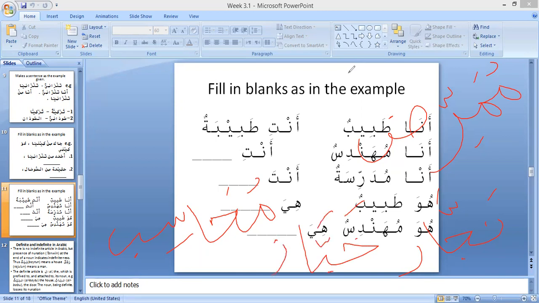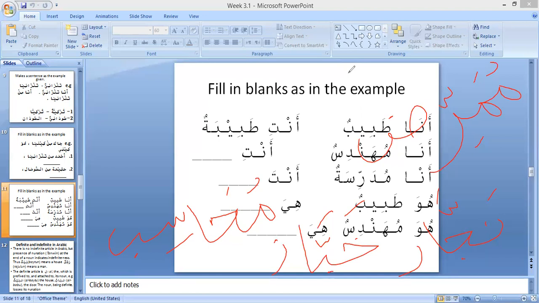That bread you eat every day, the person who makes it is called خباز. خبازة. Yes, خبازة. So say أنا خبازة. أنت خبازة. هي خبازة. When you say هو خباز, أنت خباز.